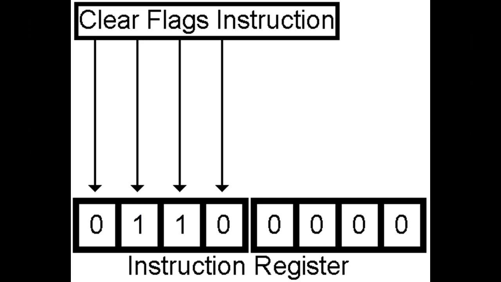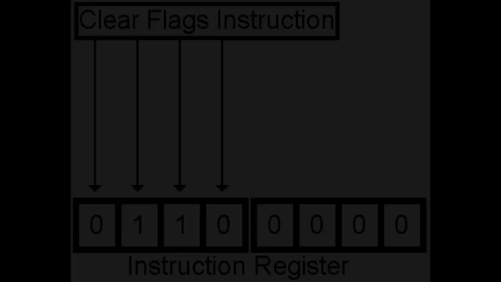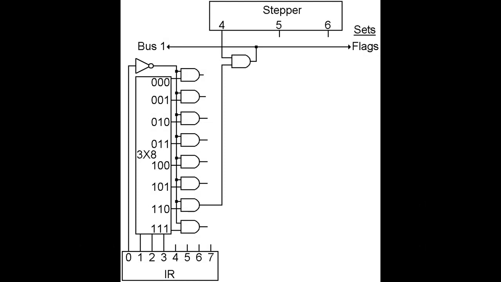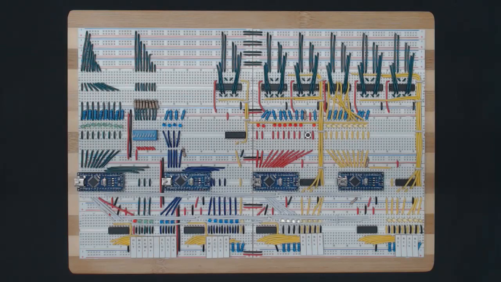Finally, there is the clear flags instruction that sets the flags register to all zeros. The clear flags instruction is always the same: 0, 1, 1, 0, 0, 0, 0, 0. It doesn't have any parameters. It clears the flags very cleverly in one step by simply enabling bus 1, thereby causing the ALU to perform a 0 plus 1 addition, which it turns out leaves all of the ALU flags off. It then sets the flags register with this result. That's it for this set of instructions.